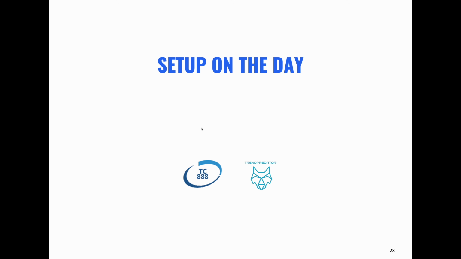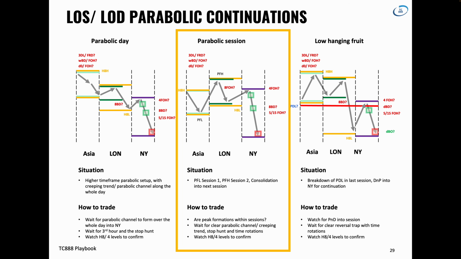Next is reflecting on the setups of the day. We discussed that we have a potential 5-star setup, and for potential 5-star setups you want to have parabolic continuation situations. So it could be a parabolic day, parabolic session, or low-hanging fruit. In this case, we have already seen it's the other way around, but we have a peak formation high in Asia, peak formation low in London, and then we look for a potential blow off into the third hour. So this fits very nicely to a parabolic continuation setup on the day.